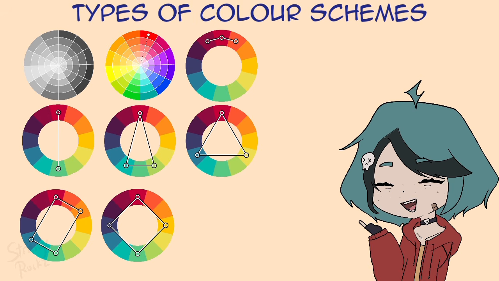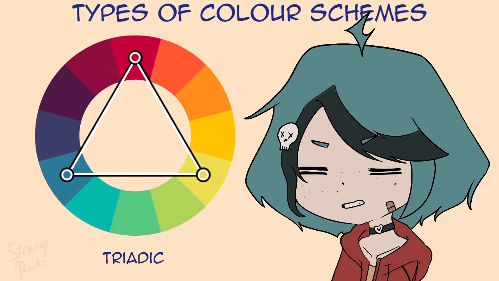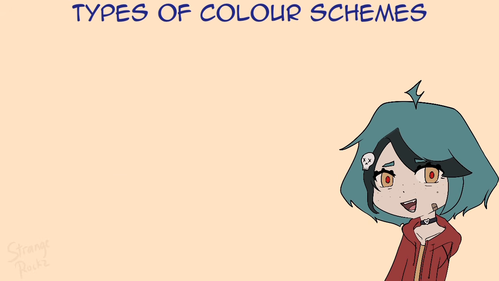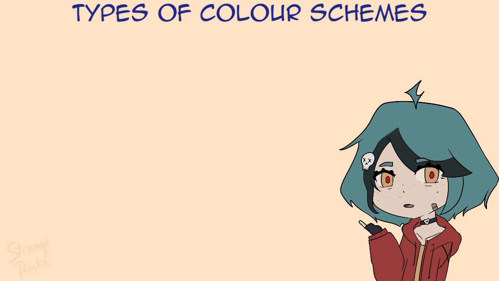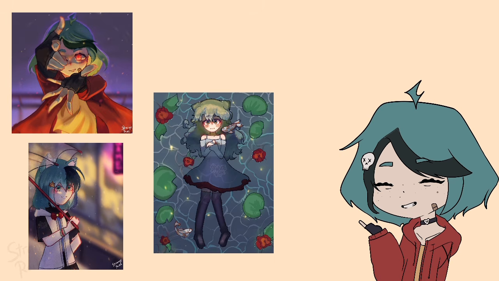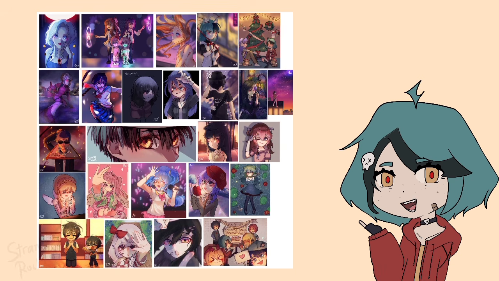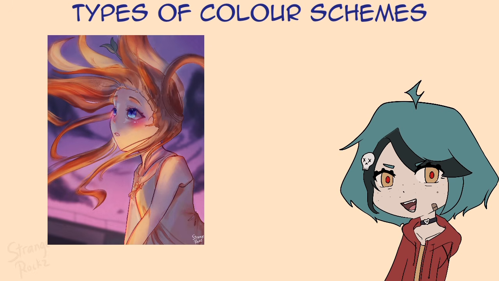Like there are many types of color schemes, such as achromatic, monochromatic, analogous, complementary, split complementary, triadic, tetradic, and square. But I'll be real with you, okay? We do not need to learn all of them. Neither do most artists use more than 2 or 3, okay? Like, for example, my personal favorites are analogous, complementary, and split complementary, as you can see on the screen. And you can see them in most of my works, right? And I use complementary color schemes because they help me get a high contrast and dynamic illustration.